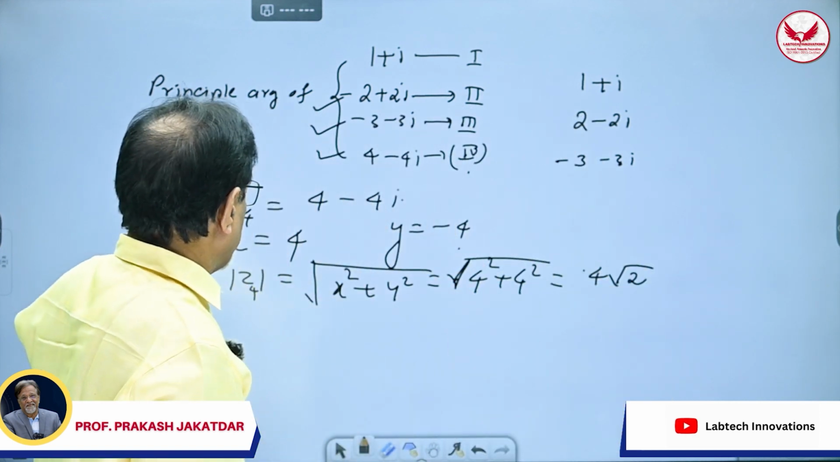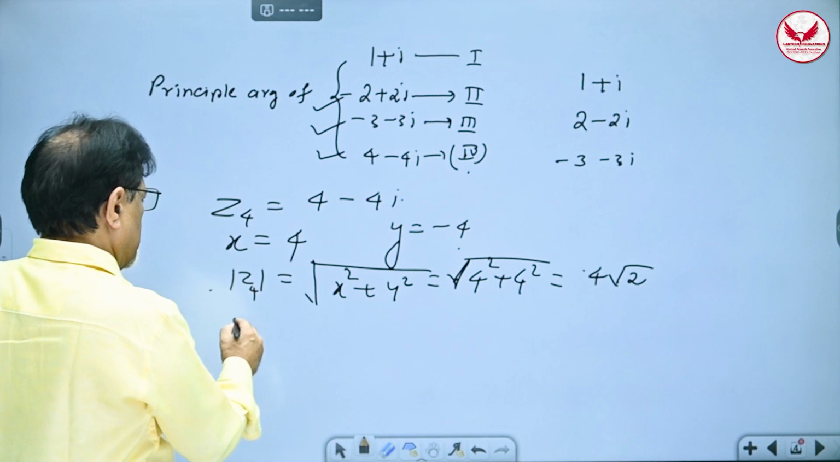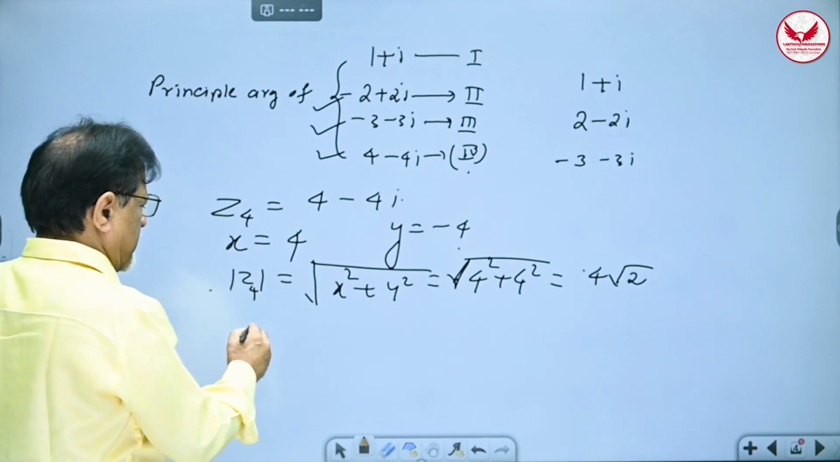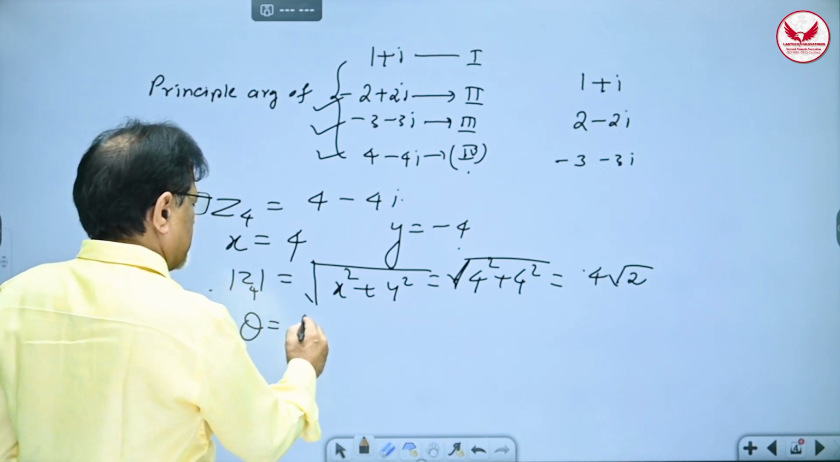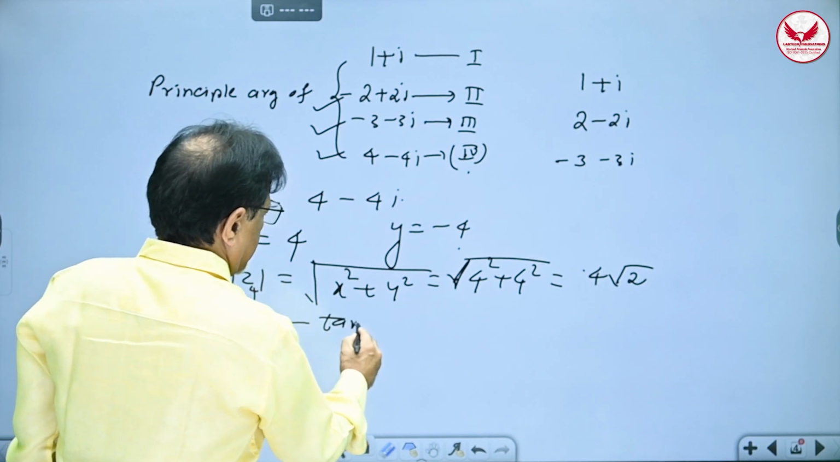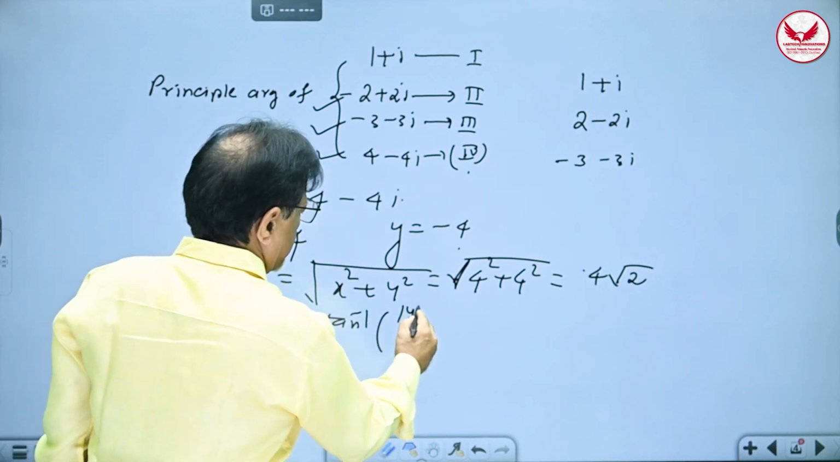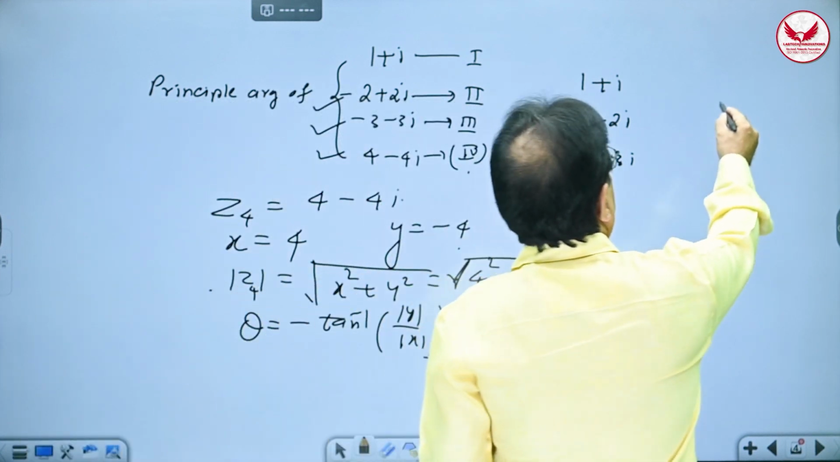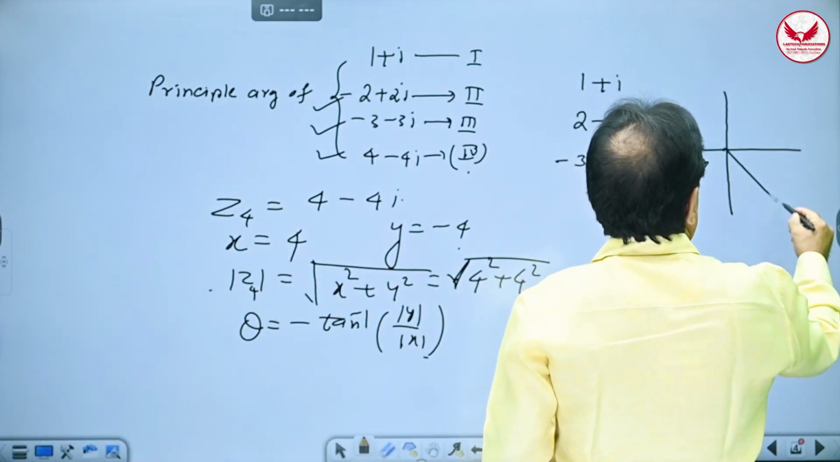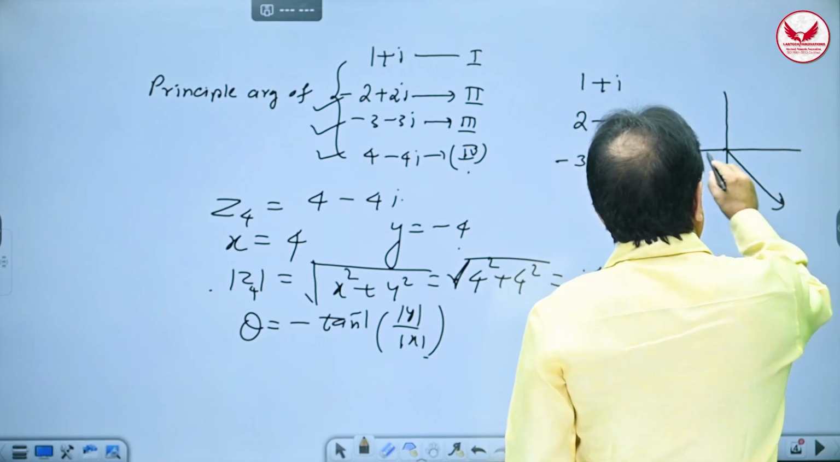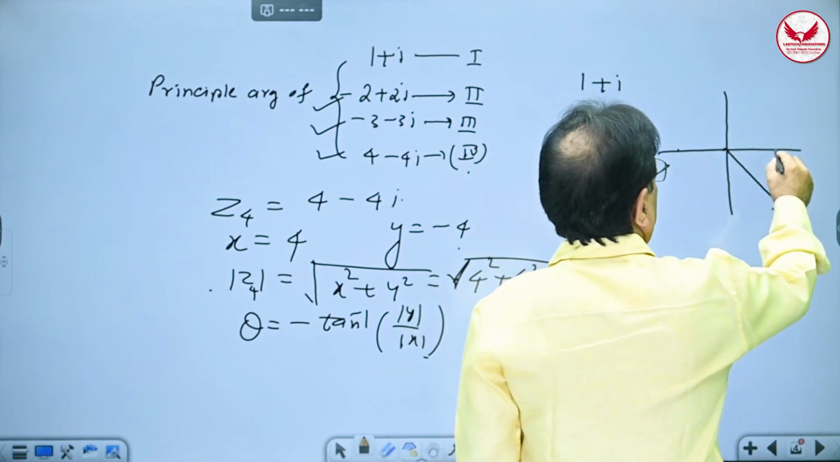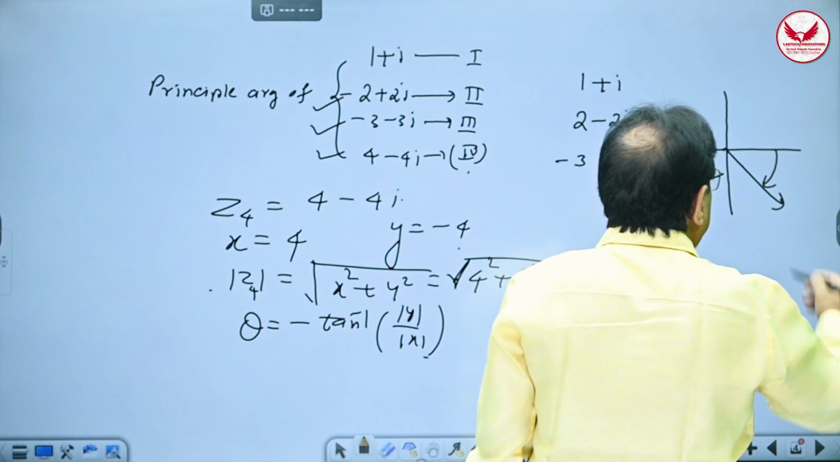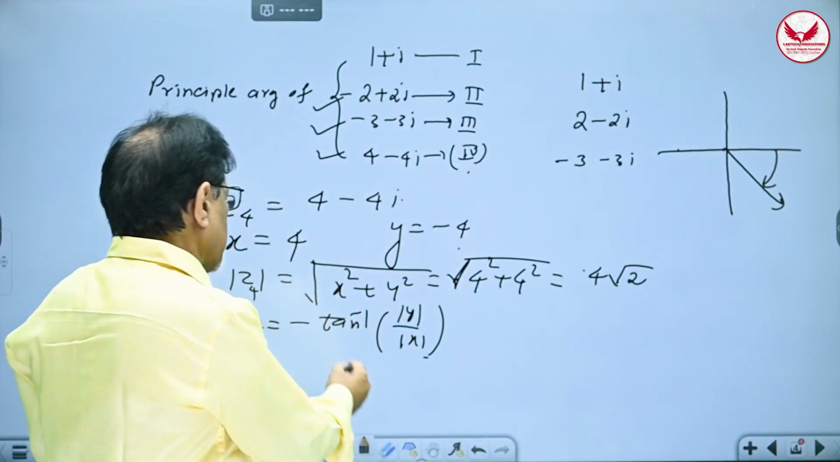Correct? So therefore mod z4 is 4 root 2, and since it is in the fourth quadrant, theta, the argument, is given by minus of tan inverse of mod of y upon mod of x, right? Because we are in the fourth quadrant. Fourth quadrant means here. So I cannot go like this because this line I'm not allowed to cross. So I'll go like this. I'm forced. But I'm now going in a clockwise direction. Therefore, the angle will be minus.